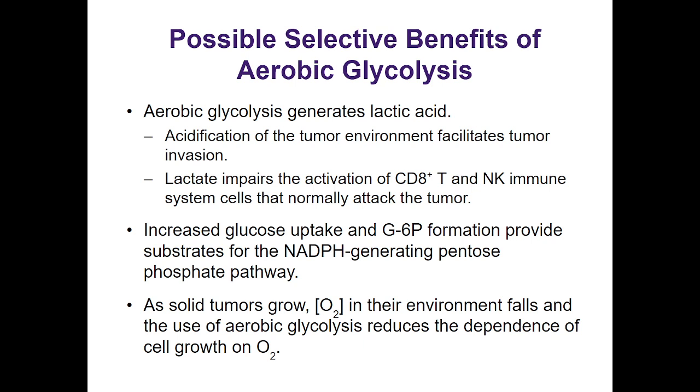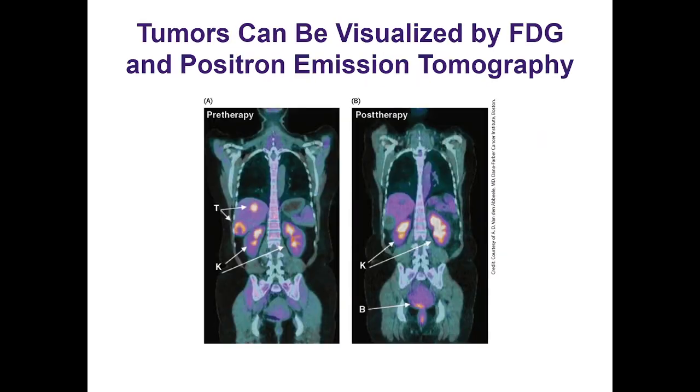The aerobic glycolysis, again, generates lactic acid. The acidification of the tumor environment is actually going to facilitate the tumor invasion. The lactate is going to impair the activation of the CD8 plus T and the NK immune system cells that would normally attack that tumor. And so this is part of what's a problem with tumors.